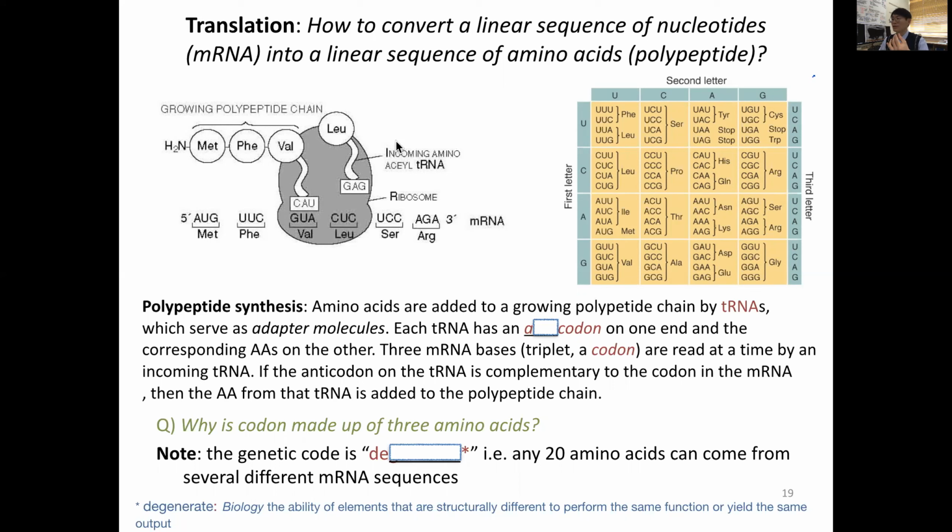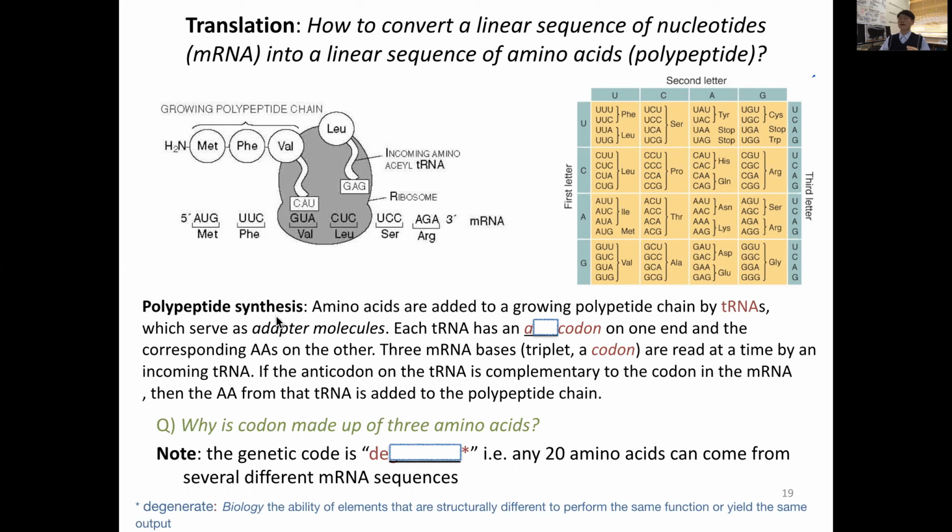Then this transfer RNA should be adapting this. Let's say there's a GUA, which is supposed to produce a valine. Then there's a complementary sequence C, A, U on one side, and the other side must have the valine amino acid, and they will attach to this as a growing polypeptide chain.